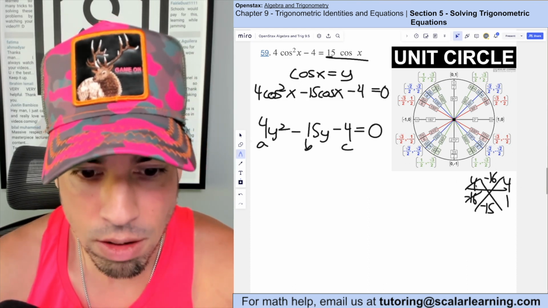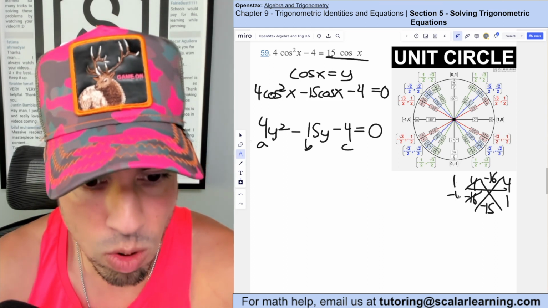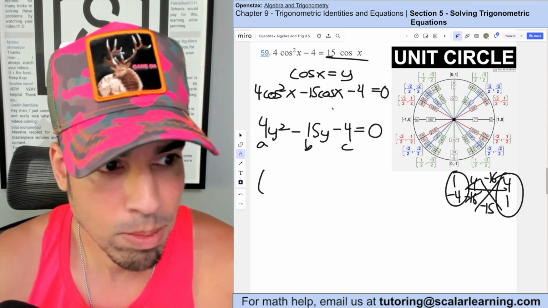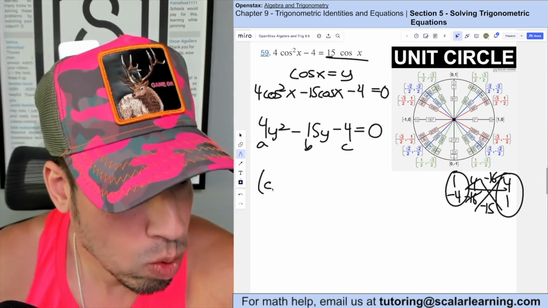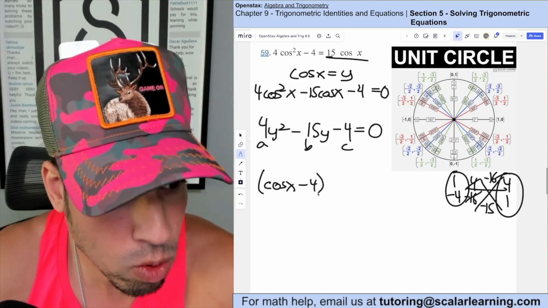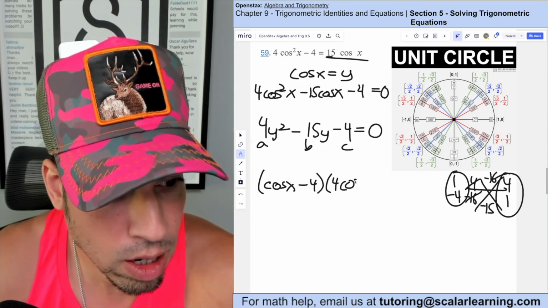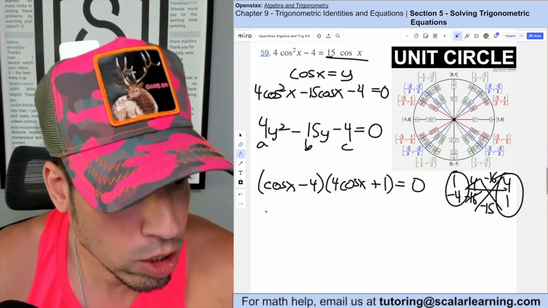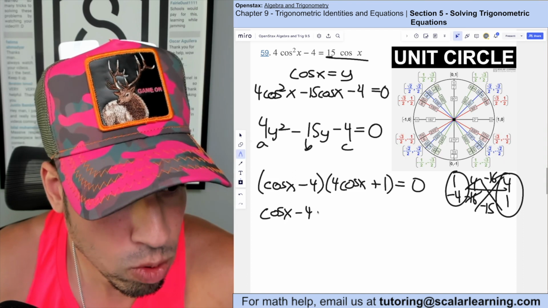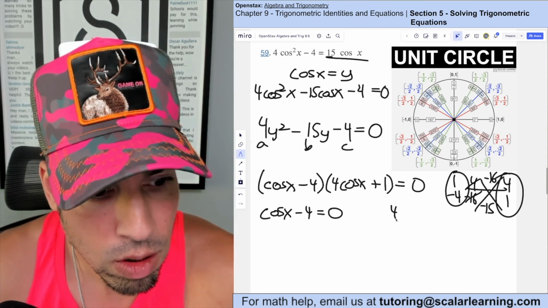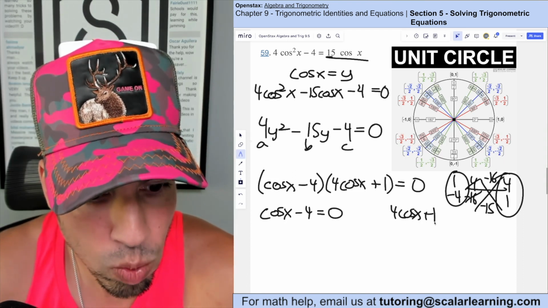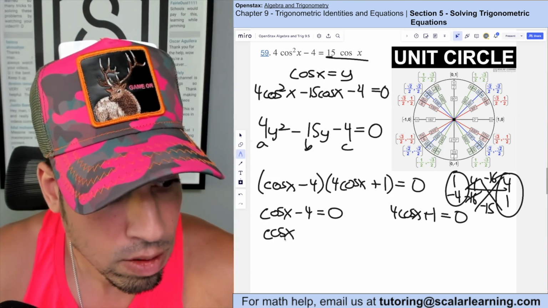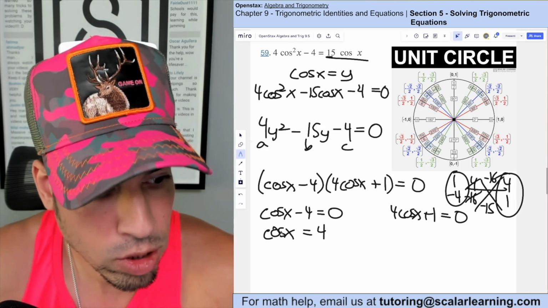Now reduce this side like a fraction, divide by 4 and 4, so I get 1 and negative 4. So this is now how it factors. And when I factor it, I'm going to plug the cosine of x back in. So I've got 1 cosine of x minus 4 times 4 cosine of x plus 1, and all of this equal to 0. This gives me 2 equations. 1 cosine of x minus 4 equal to 0, and the second one, 4 cosine of x plus 1 equal to 0. Now this is going to give me an issue because when I add 4 to both sides, I get cosine of x equals 4.